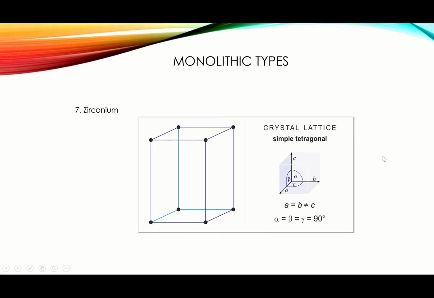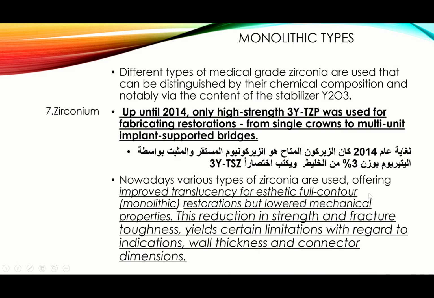Now, this is a simple tetragonal shape. It's a cube that's stretched up. That's as simple as it can be described, all right? So A equals B, but doesn't equal C. A and B are the same, but C is stretched up. It's a stretched up cube, all right? That's the tetragonal form that we want.